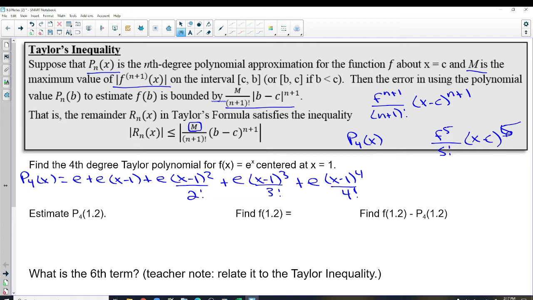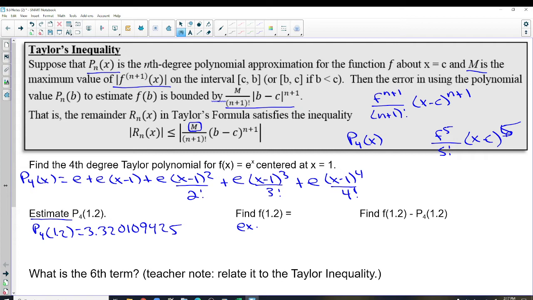So I stop there. The next one would be the fifth degree. That's the n plus 1. Our n is 4. The n plus 1 is 5. It's one more. Estimate P sub 4 of 1.2. Here's where I'd throw this into the calculator. We're going to try to save some time because we got short periods today. P sub 4 of 1.2 is 3.320109425. That's an estimate. So we got the estimate.